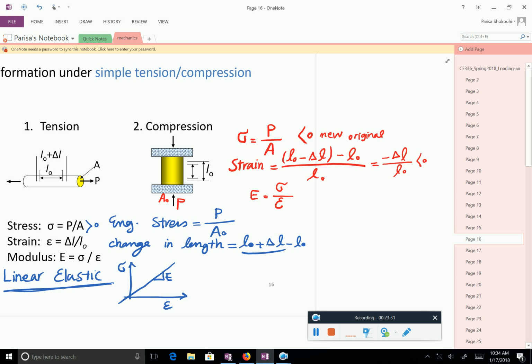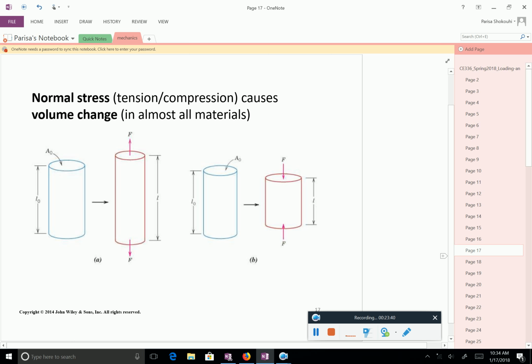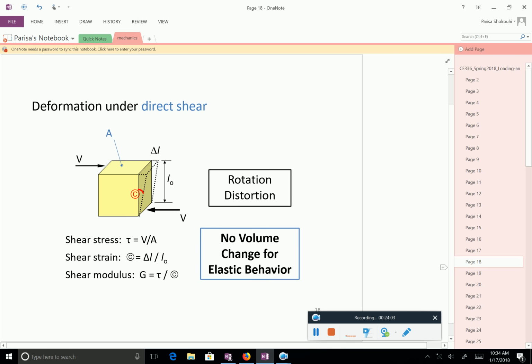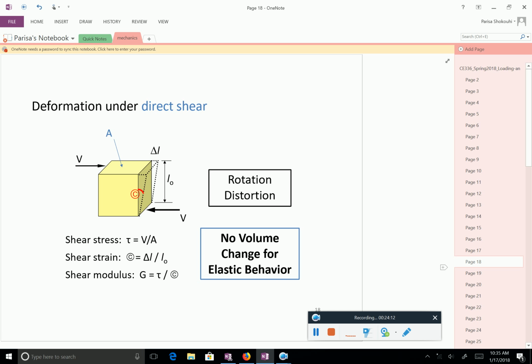Okay, so yes, question? I think I mentioned this to you before, but again, I like to emphasize that when you have normal stress, whether you have tension or compression, you induce volume change. In some of the homework problems, we actually calculate the volume change, but let's just have it there.